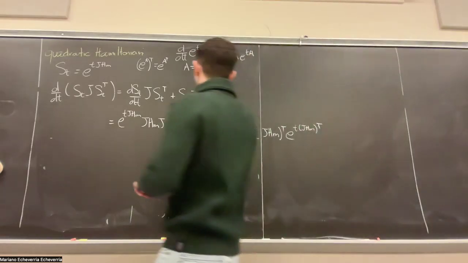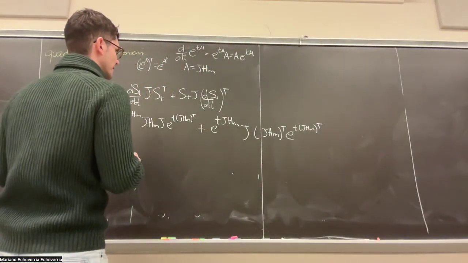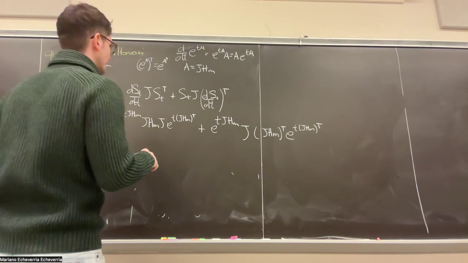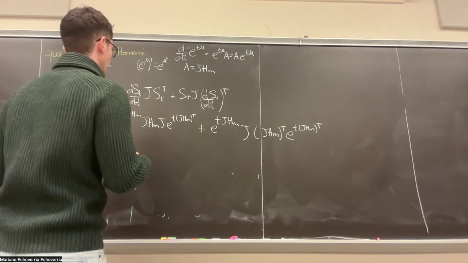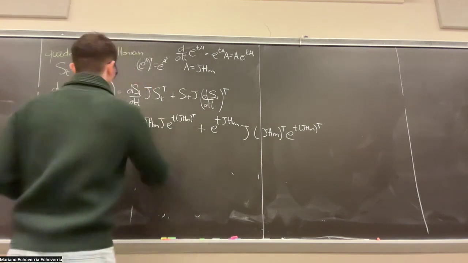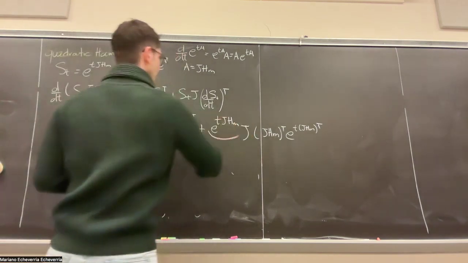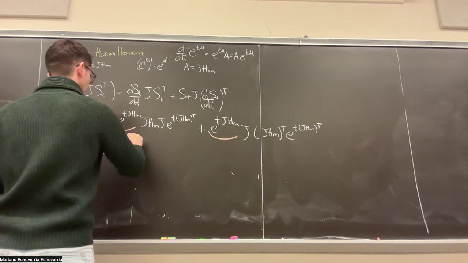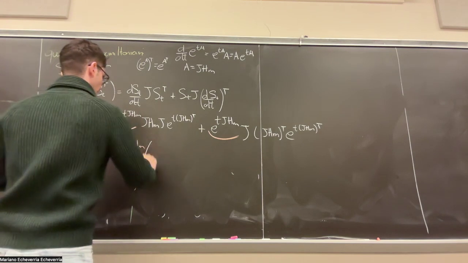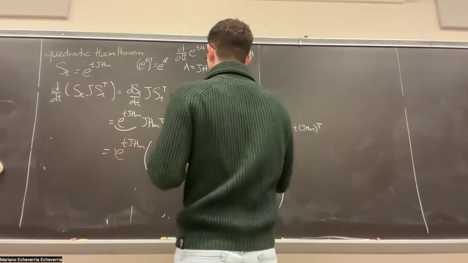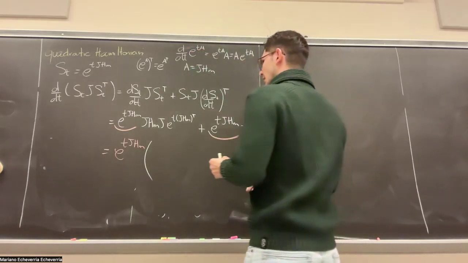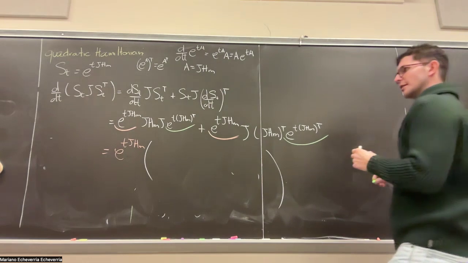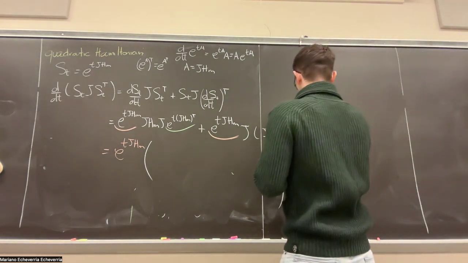Okay, so a term is in common. You can factorize it from the left, so you get e to the t J H M. And then this term is common, so I'll factorize it from the right. That's fine.